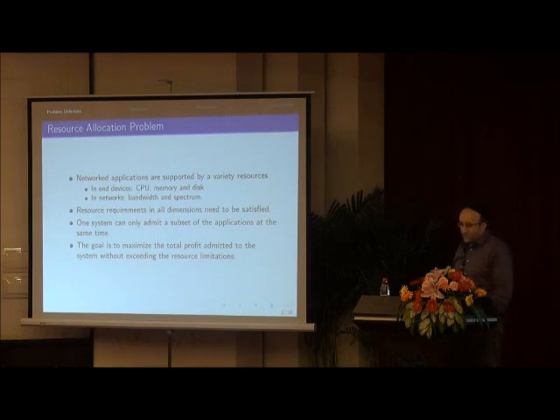And the problem is defined as follows. We have a network where applications are supported by a variety of resources. For example, the resources in the end devices can be CPU, memory, disk. In the network, it can be bandwidth and spectrum. And the resource requirements in all dimensions need to be satisfied. And one system can meet a subset of applications at the same time. So the goal is to maximize the total profit admitted to the system without exceeding the resource limitations.